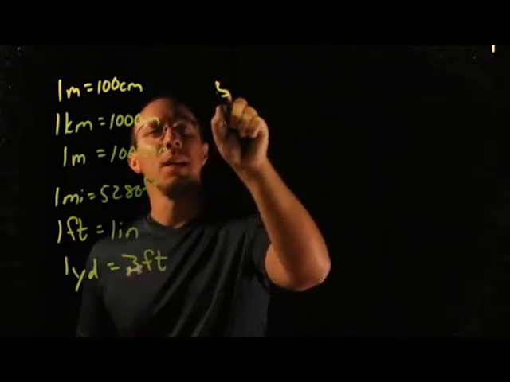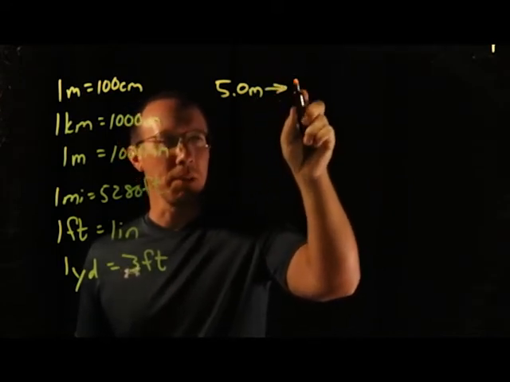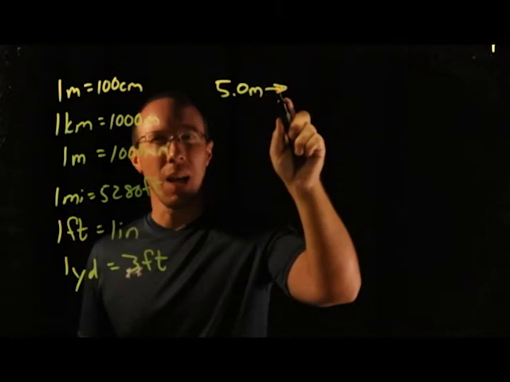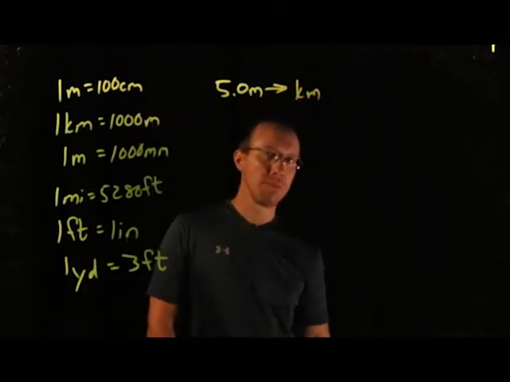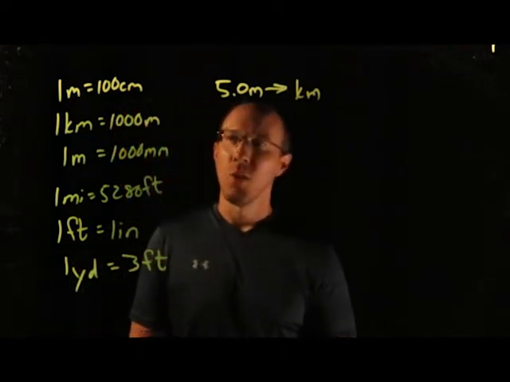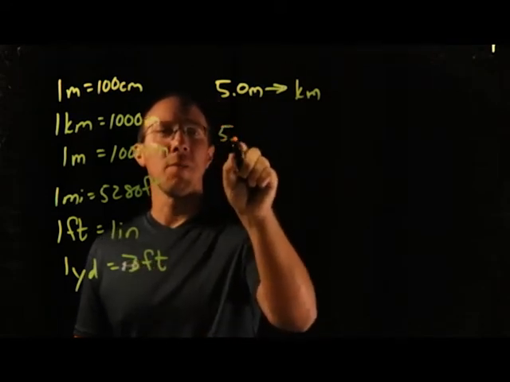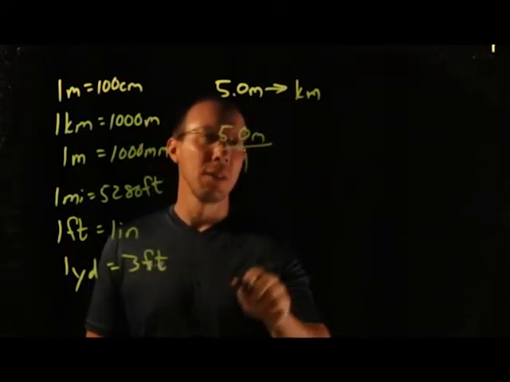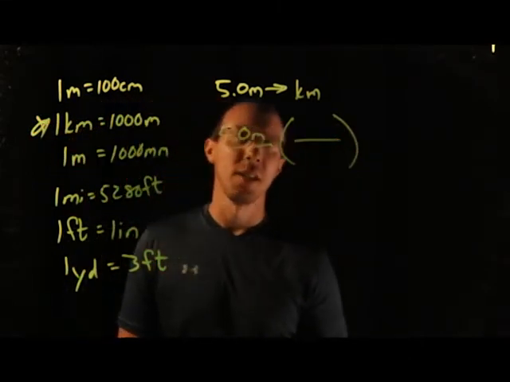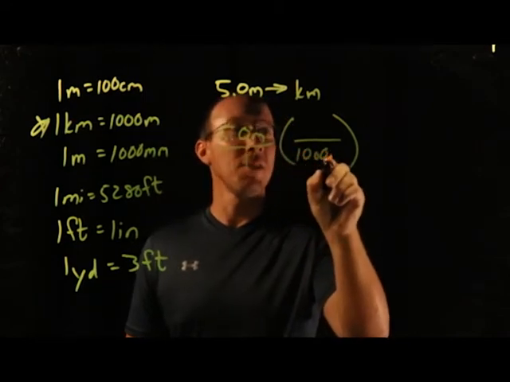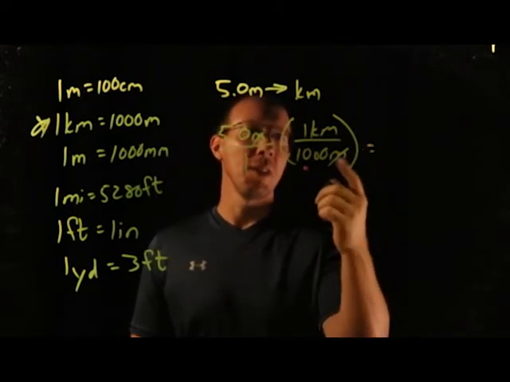Let's say we're going 5.0 meters, and we're going to go to kilometers. Okay? So we know our conversion factor, 1,000 meters in 1 kilometer. So I start out by writing this first number over 1. I then have a conversion factor, which in this case is right here. We got to make sure that the meters cancel out and that we're left with kilometers. So our meters cancels out and we're left with kilometers.